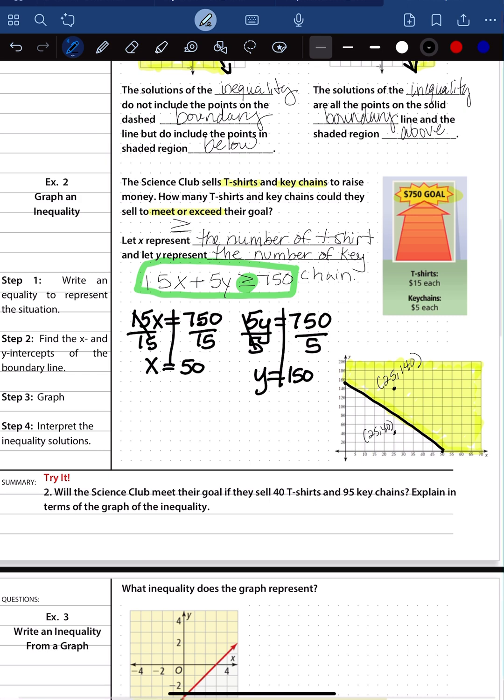So now go ahead and answer the try it. The science club wants to know, will they meet their goal if they sell 40 t-shirts and 95 keychains? Make sure to give your explanation in terms of the graph of the inequality. Will it be above the line or below the line? Is 40 t-shirts and 95 keychains in the shaded area or in the non-shaded area?